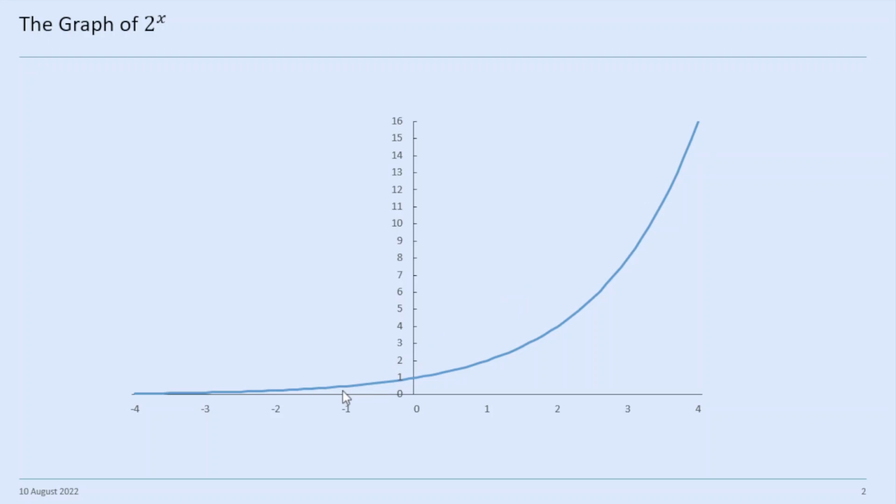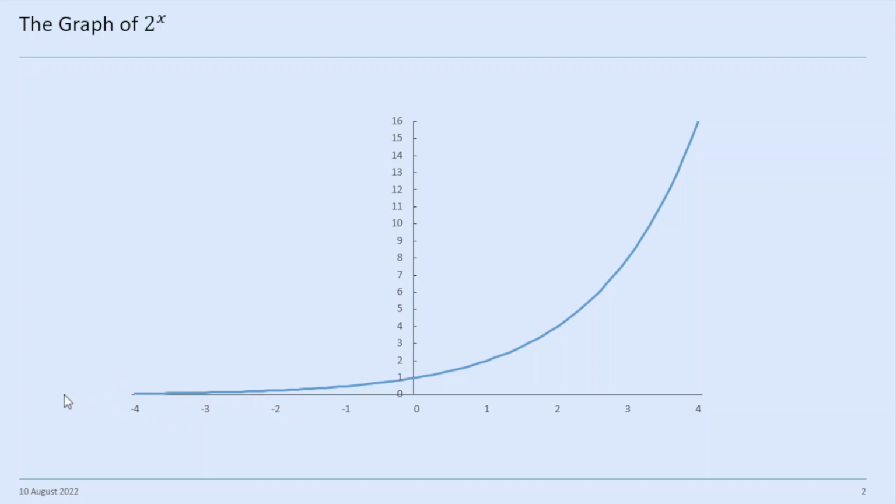On the left, we get 2 to the minus 1 is 1 over 2, so it's a half. 2 to the minus 2 is 1 over 2 squared, it's a quarter. 2 to the minus 3 is 1 over 2 to the 3, it's an eighth. And 2 to the minus 4 is 1 over 2 to the 4. So these numbers are getting smaller and smaller and smaller.